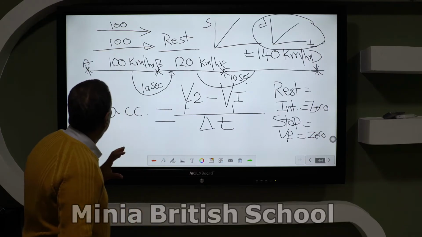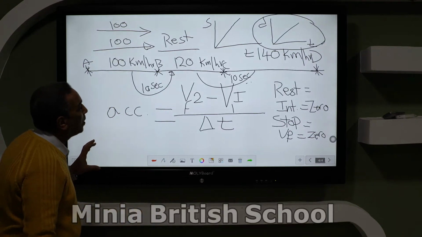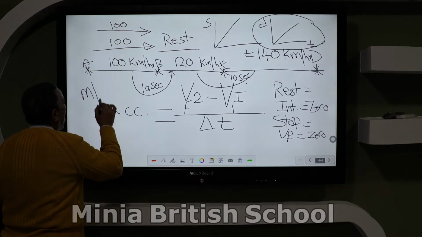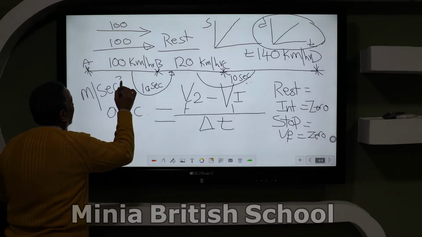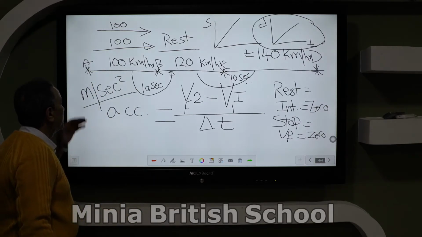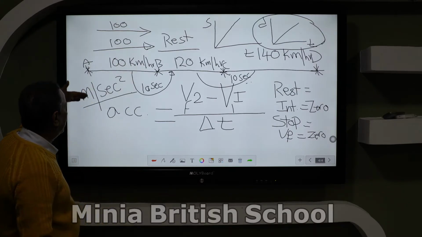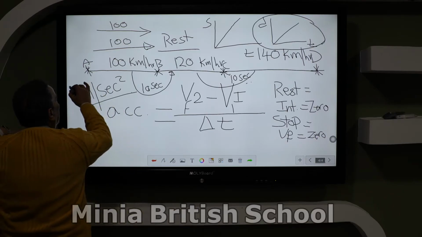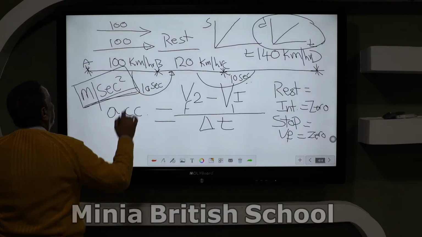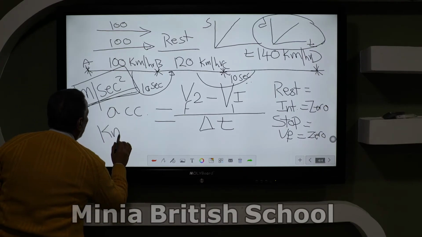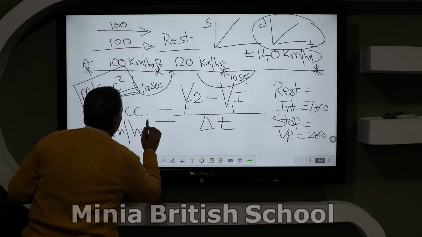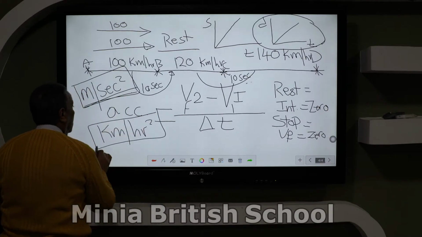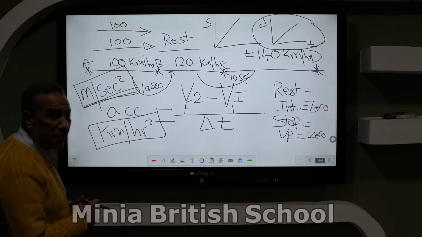This is the acceleration. Besides, don't forget to know its unit: meter per second squared, because it is speed over time. Speed is distance over time, and over another time. That means the unit for measuring acceleration is meter per second squared or kilometer per hour squared. And this is the unit of acceleration. Okay? This is everything you have.